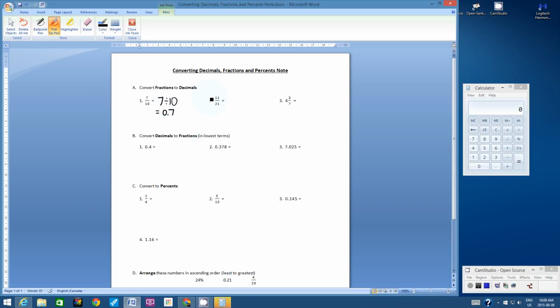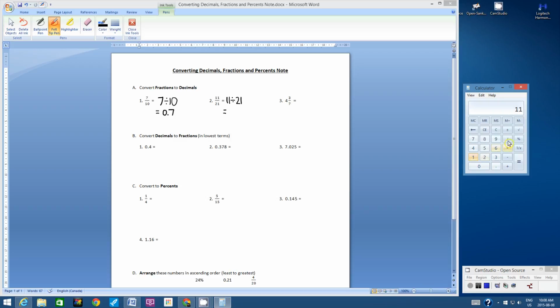Okay, let's go on to question 2. 11/21, a very unusual fraction. Again, this middle line here means divide. 11 divided by 21. So write out what you're going to do. 11 divided by 21. And then type it into your calculator. So if I use my calculator over here, sometimes we don't get such a clean decimal answer. We get a big mess like this.